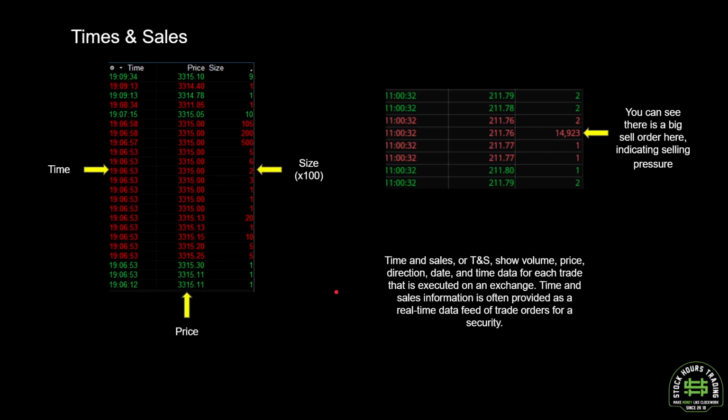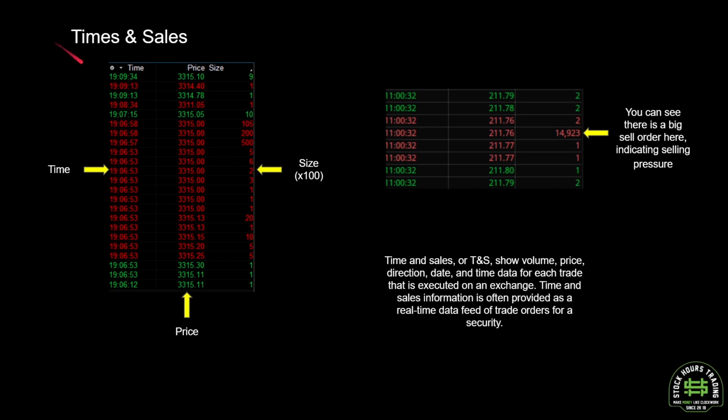The next slide I got here for you guys is an example of times and sales. Times and sales are the real-time transactions getting executed. The red text means it was executed around the bid, and the green is around the ask.